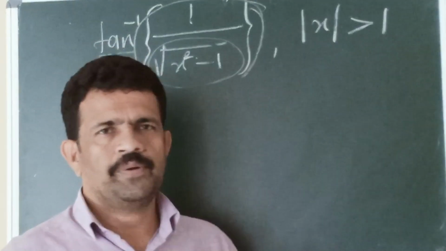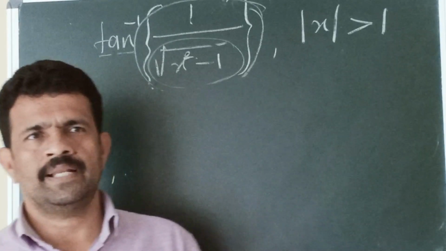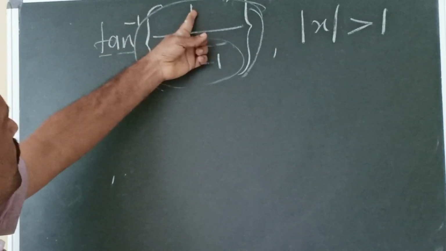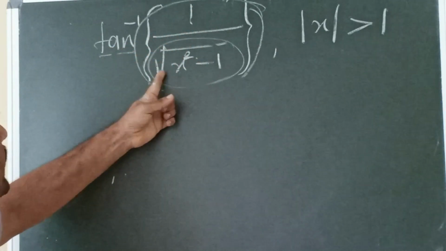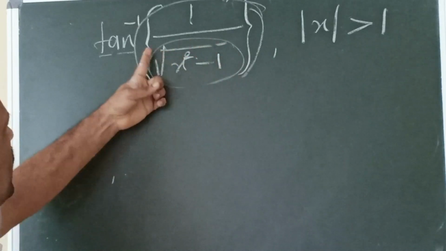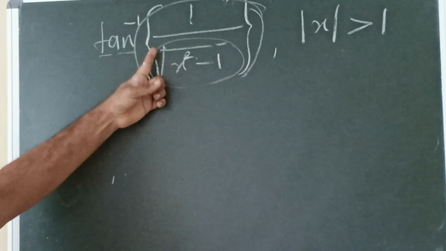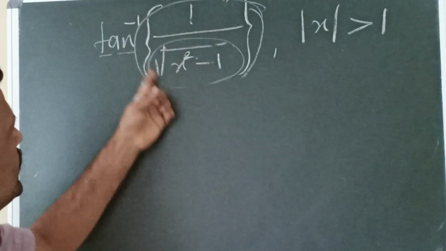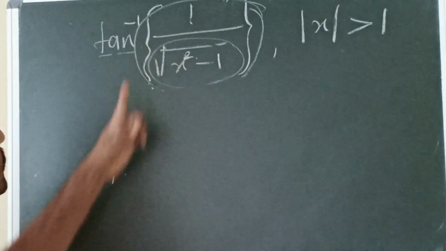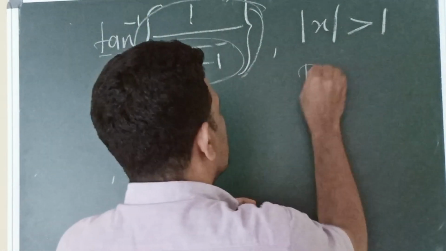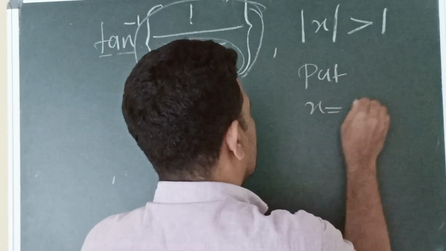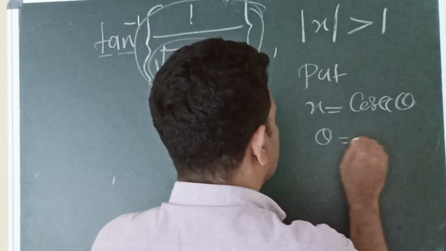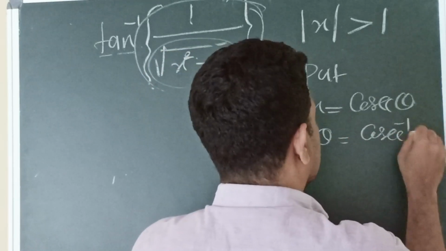Now we have to do another simplifying problem. The question is simplify tan inverse 1 by root of x square minus 1. We have to write the simplest form of this expression. Here we have to remember it is tan inverse. Therefore, we have to write this expression in terms of tan. So, I am putting x equal to cosecant theta. Then theta is cosecant inverse x.